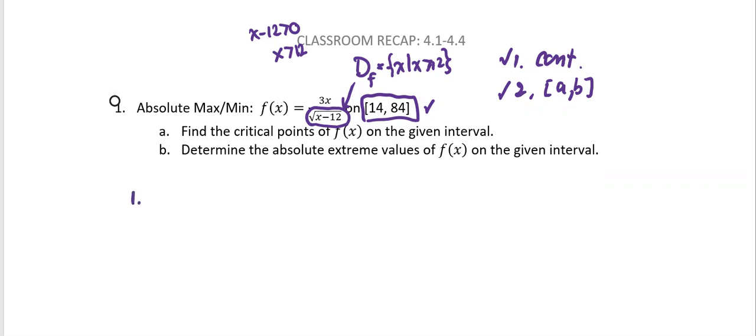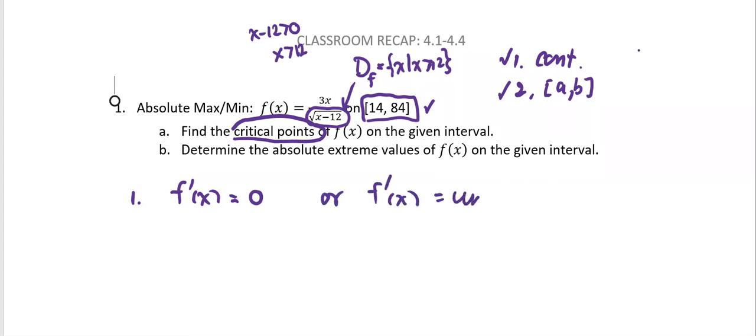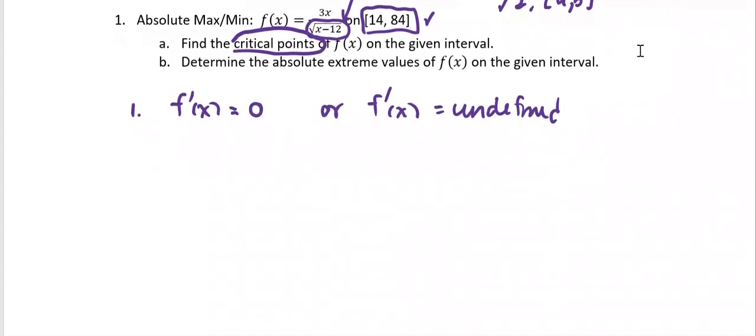Step number one, you're going to find the critical values, or the critical points, by using the first derivative. Okay, find the critical value. And the critical value can be found by using f prime equals 0, or f prime undefined. To find the critical value, we start with f prime, the derivative of f of x equals 3x divided by the square root of x minus 12.